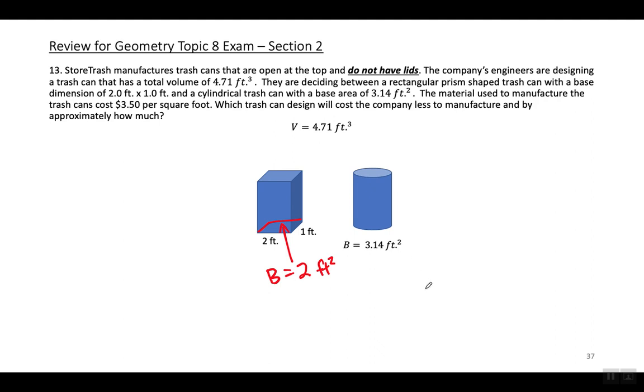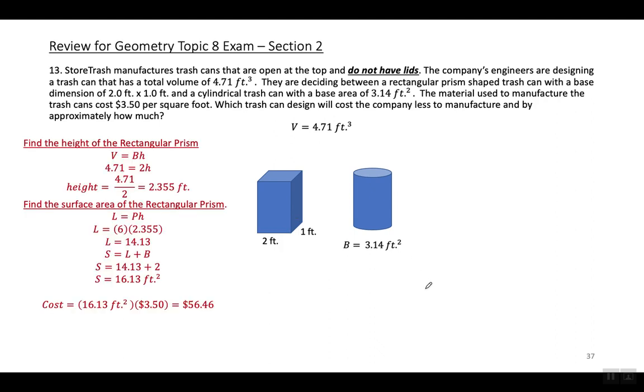I have it all worked out here. First, I underlined the steps. First, find the height of the rectangular prism. Since volume equals the area of the base times the height, and we already know the volume is 4.71 cubic feet, and the area of the base is 2 times 1, which is 2, we divide 4.71 by 2, and that tells us the height of this rectangular prism. The height is 2.355 feet.